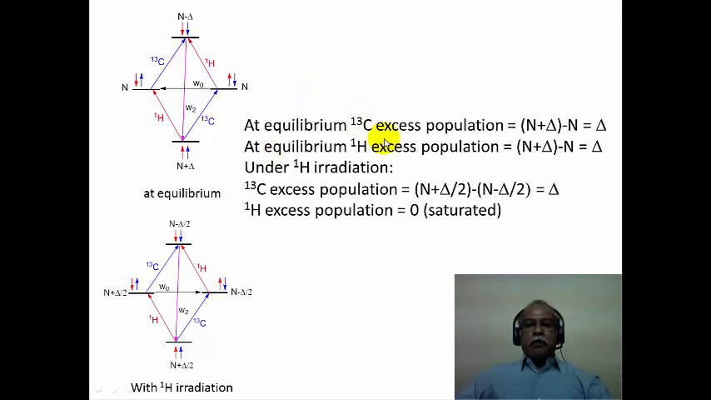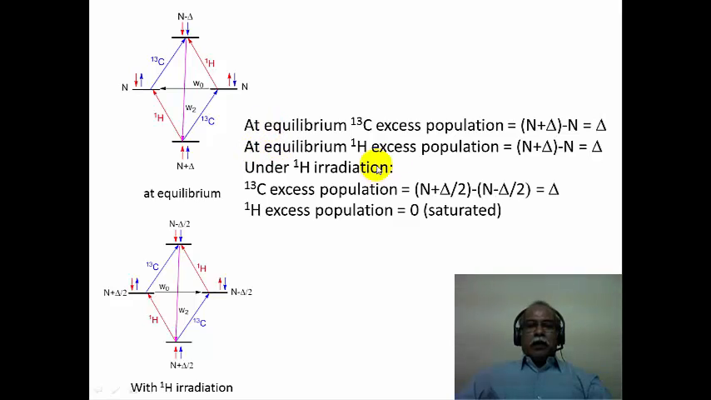At equilibrium, if you look at the excess population of the carbon 13, which would be this difference or this difference, that would correspond to the difference between the population of this state minus this particular state, which would correspond to n plus delta minus n, which is corresponding to delta. Delta is the excess population in the carbon 13 at equilibrium, let us say at room temperature.